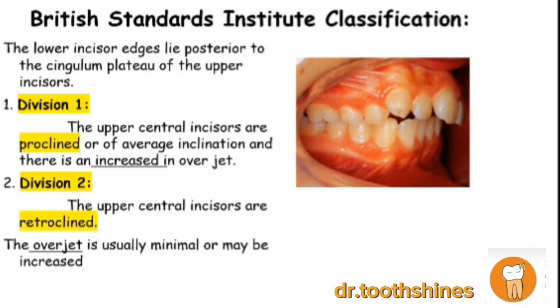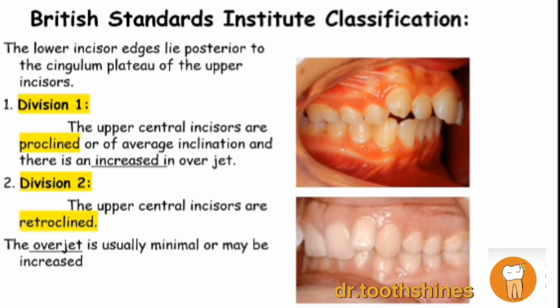Now division 2: the upper central incisors are retroclined. So look at the picture, the difference in the central incisors between division 1 and division 2. In division 1 the central incisors are proclined, but in division 2 the central incisors are retroclined. The overjet is increased in division 1, and the overjet is minimal or increased in division 2.